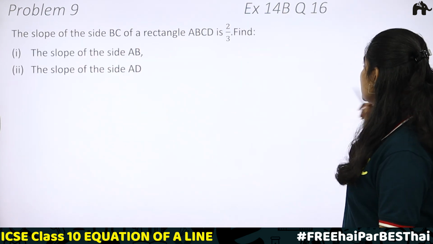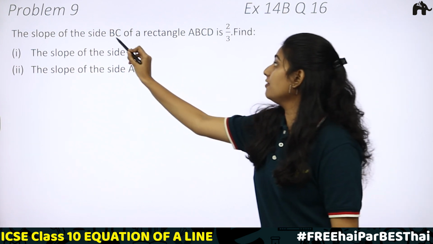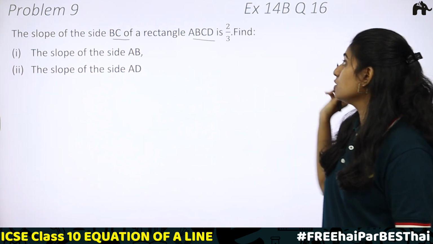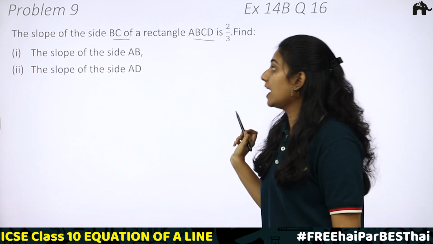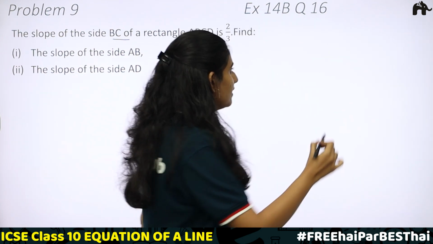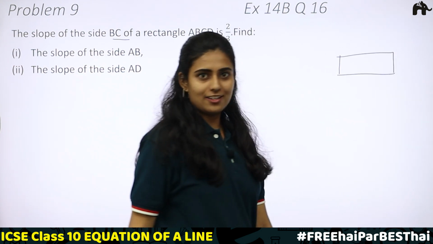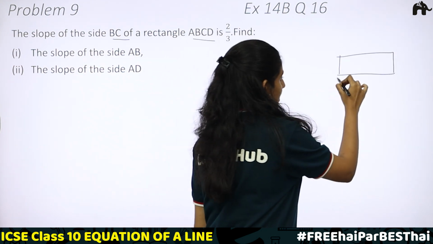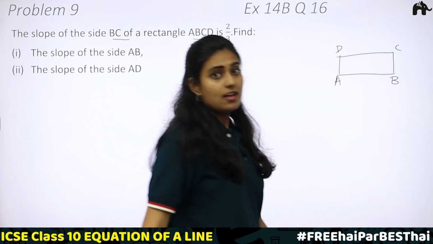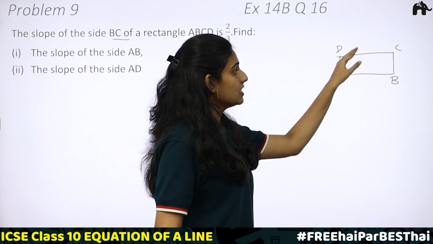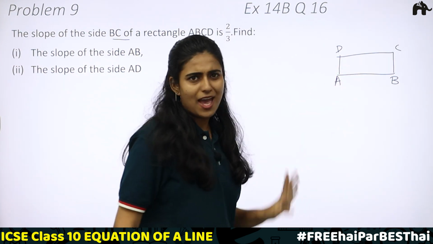Problem 9, question 16 of exercise 14b. The slope of the side BC of a rectangle ABCD is 2 by 3. Find the slope of side AB and the slope of side AD. What is a rectangle? When do we call a quadrilateral a rectangle? For a rectangle, we are taking ABCD as this quadrilateral. For a rectangle, opposite sides will be parallel and equal. Then it is a parallelogram.